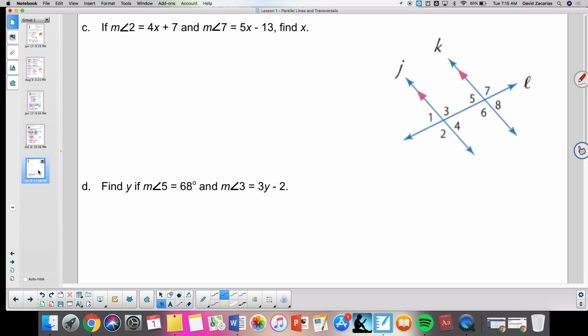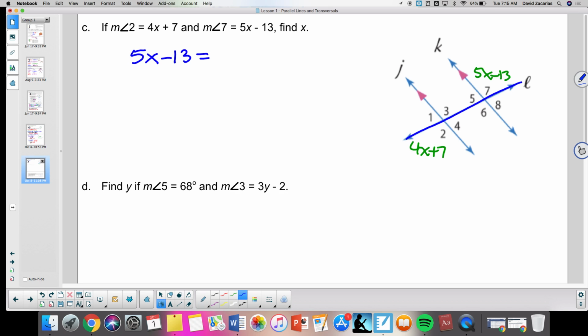Last couple. So here, angle 2, you have 4x plus 7, and you have angle 7, which is 5x minus 13. Now, the best thing to do is memorize if they're congruent or supplementary based on their classifications. So in this case, if this is our transversal, they're on alternate sides, they're on the exterior of the parallel lines. Alternate exterior meaning they are congruent to each other. So notice they're both obtuse as well. So you know they have to be equal since they're both obtuse.